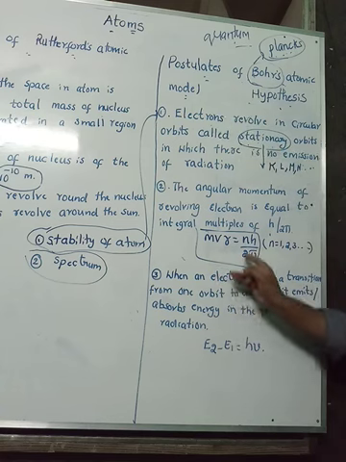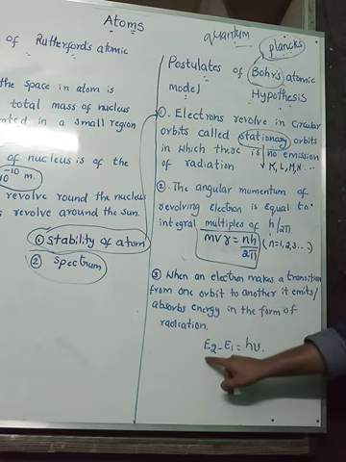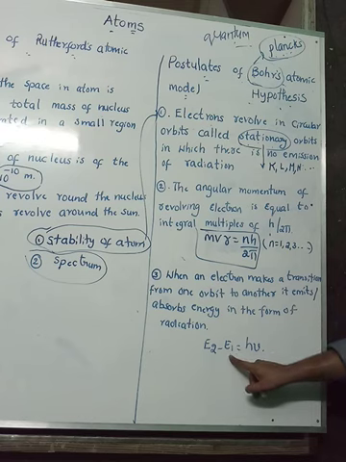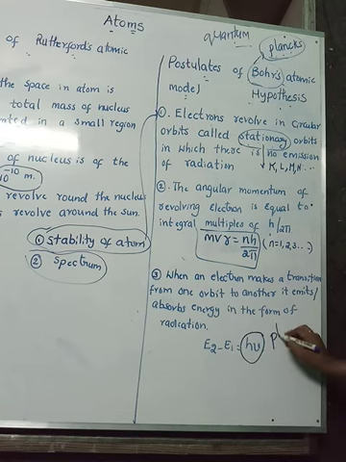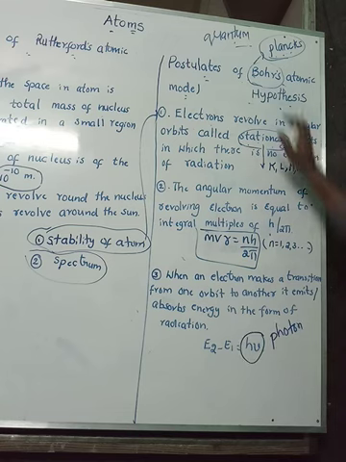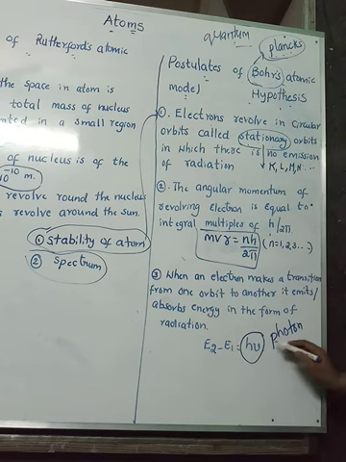The energy emitted or absorbed by the electron is given by the energy difference between the two levels, which equals the emission of radiation in terms of a photon. We already discussed that Bohr's postulate is based on Planck's quantum theory, so the energy is emitted in the form of photons.